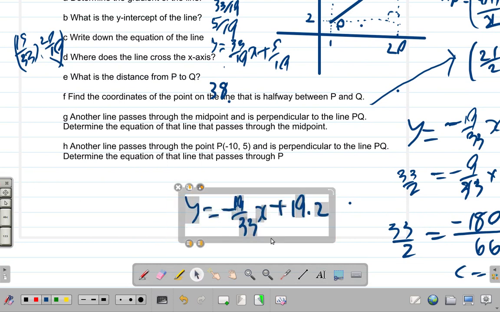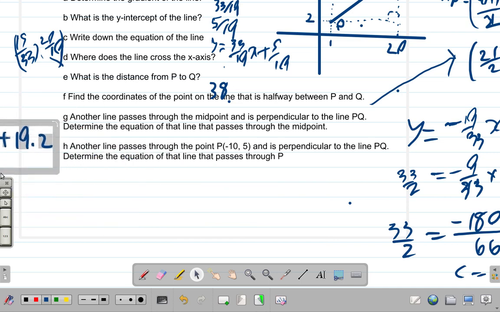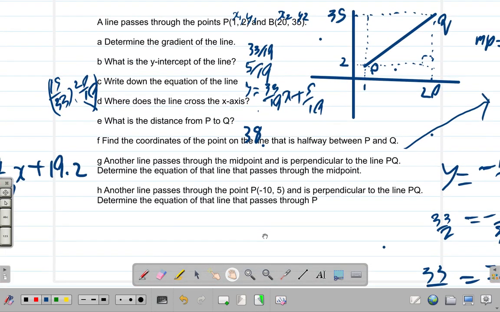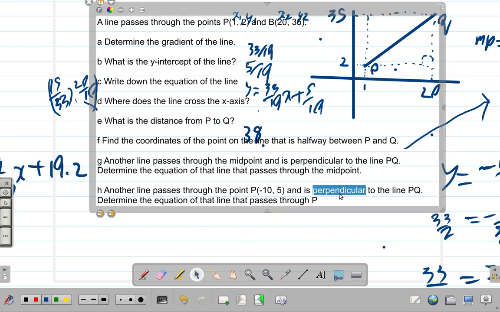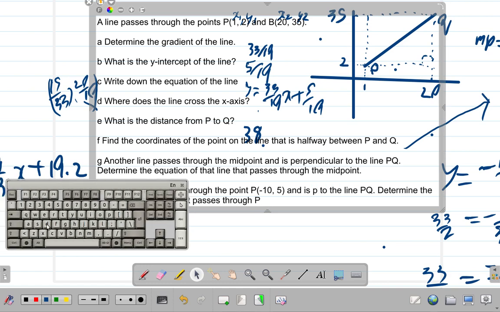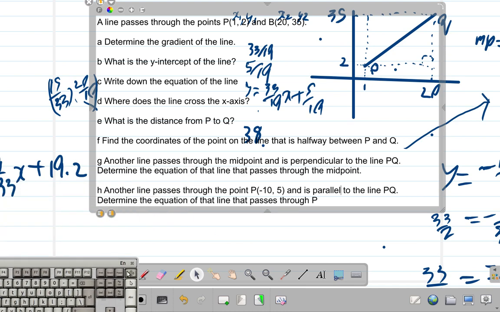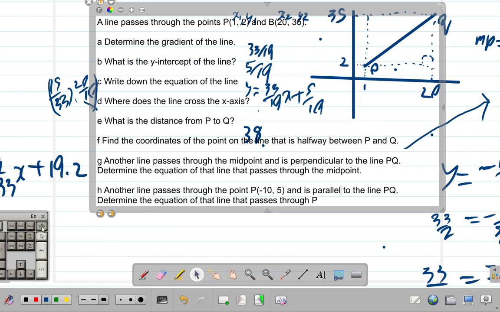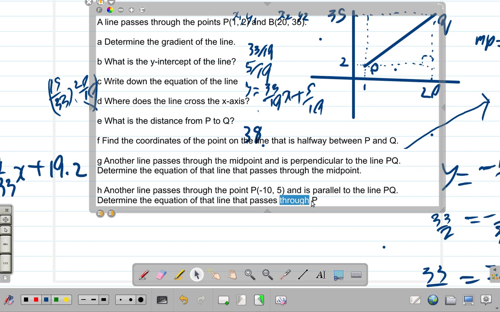Let me put the equation over here. Alright. Not sure if we're going to need to use it again, so let's not erase it and let's put it over there. Now another line passes through the point negative 10, 5 and is perpendicular. Should be parallel, you know. I wanted it to be parallel to PQ. Determine the equation of that line. That's it.